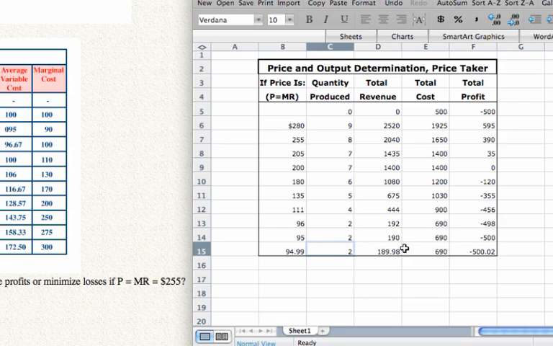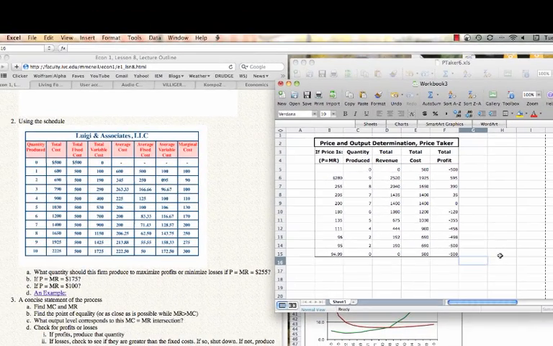This is an important point. They would produce 0 units. And their total cost when they produce 0 units is $500, and so they would only lose the $500.